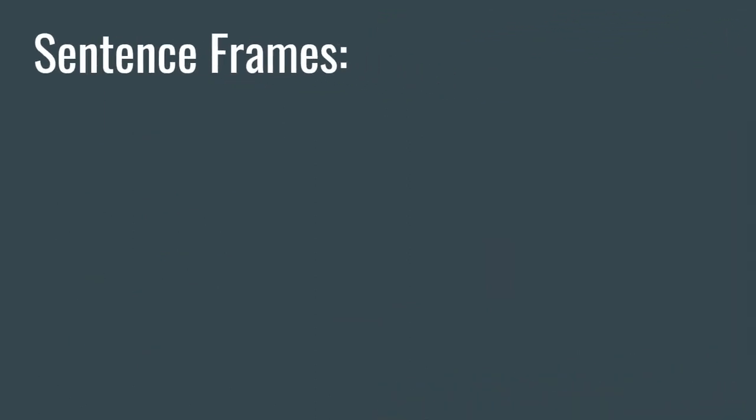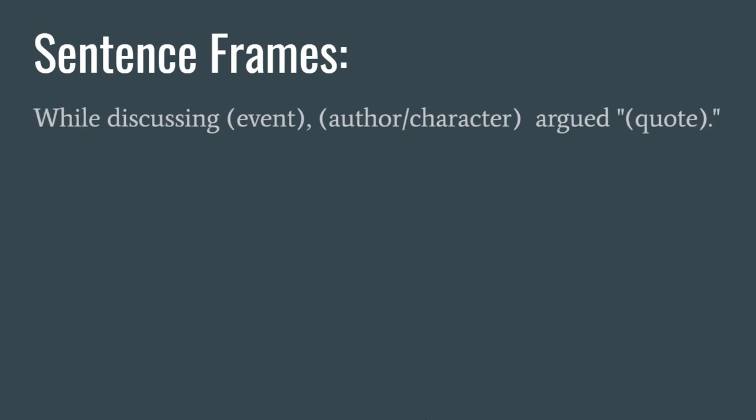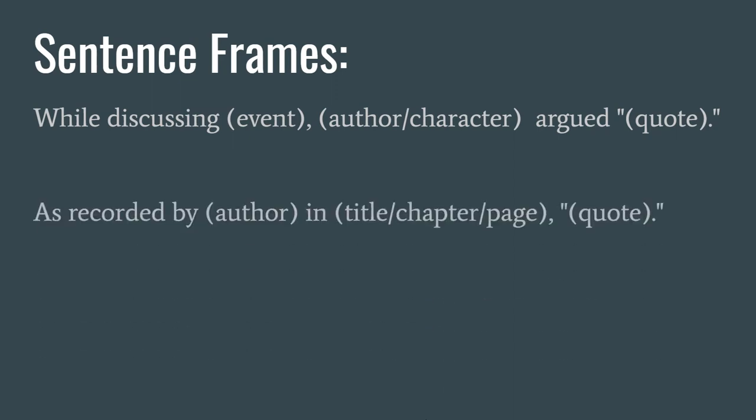Now, here are some sentence frames that we can use for quoting evidence. While discussing an event, the author or character argued, and then you put what was said inside the quote. So if you're writing about a story, you might refer to a character. If we're talking about an article, it's going to be the author. Either way, we're going to talk a little bit about what's going on, and then make sure we're giving credit to who's speaking.